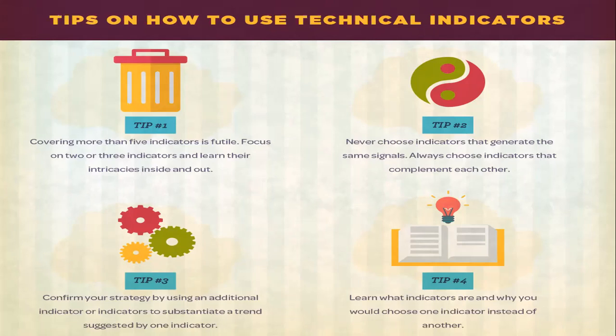So tip number 4, learn what indicators are. I always tell people that some people will say indicators are bullshit. There's nothing bullshit in this market. You have to learn them very well and then use them to your benefit. So what is working for you?